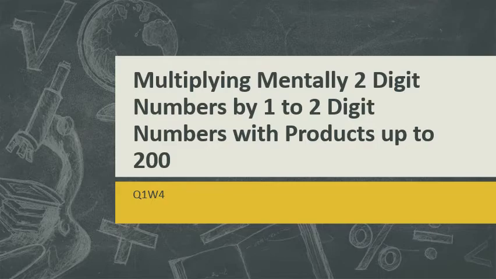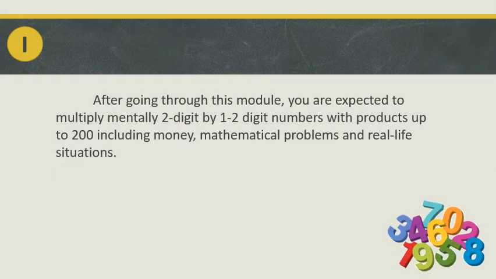So our topic for you today is about multiplying mentally two-digit numbers by 1 to 2-digit numbers with products up to 200. So ngayon, ang papractice naman natin is how to multiply numbers nang sa isip lang natin. So hindi natin kailangang i-solve using pen and paper. So after going through this module, you are expected to multiply mentally two-digit by 1 to 2-digit numbers with products up to 200 including money, mathematical problems, and real-life situations.